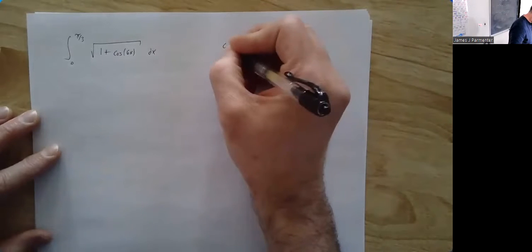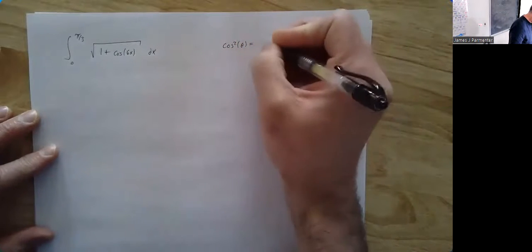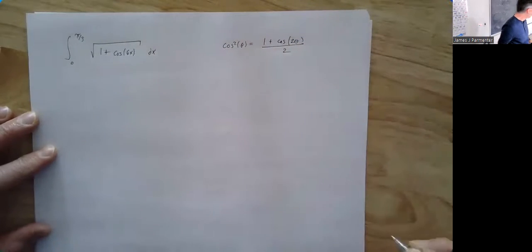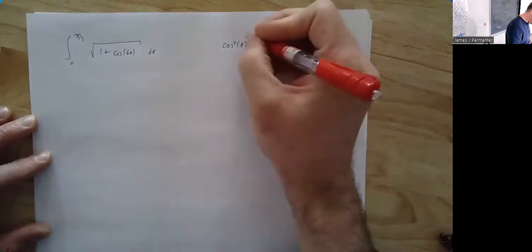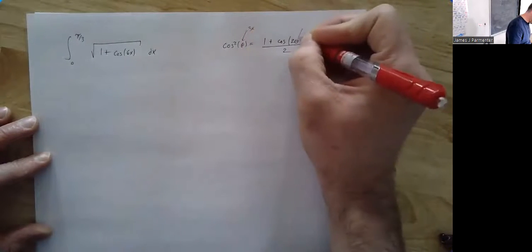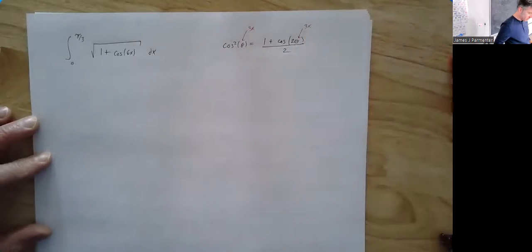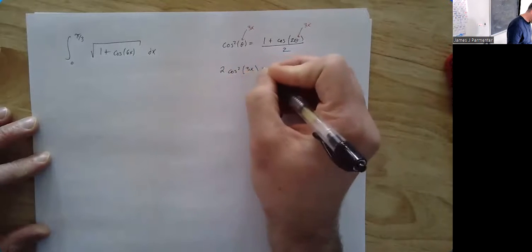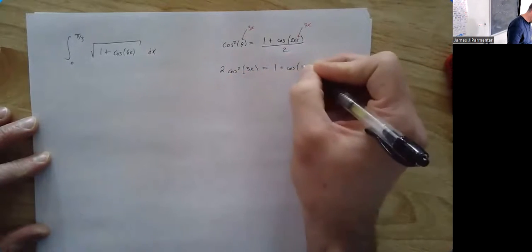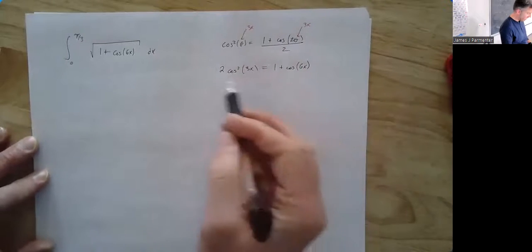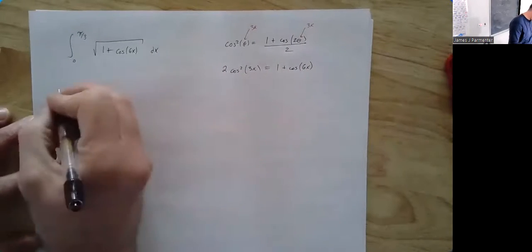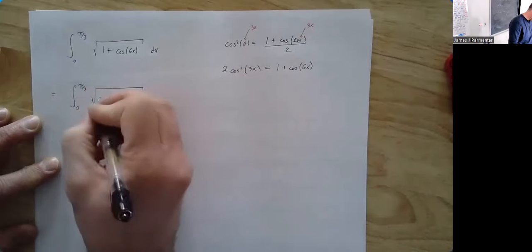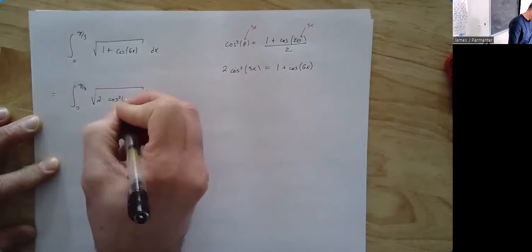If you think about it, cosine squared of theta is equal to 1 plus cosine of 2 theta all over 2. So if we let theta equal 3x, then this is going to be 2 times 3x. And so we can say that 2 times cosine squared of 3x is equal to 1 plus cosine of 2 times 3x. And that's going to be a lot easier to deal with. So I'm going to rewrite this as the integral from 0 to pi over 3 of the square root of 2 times cosine squared of 3x.